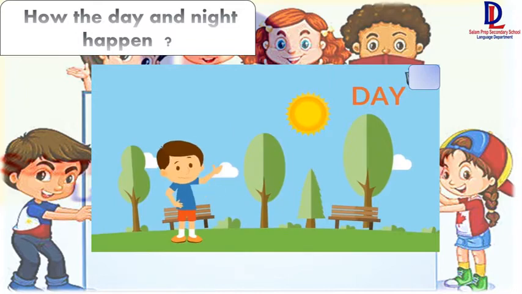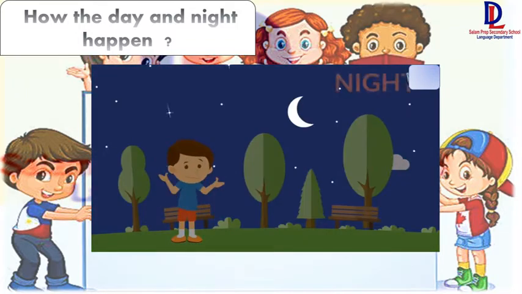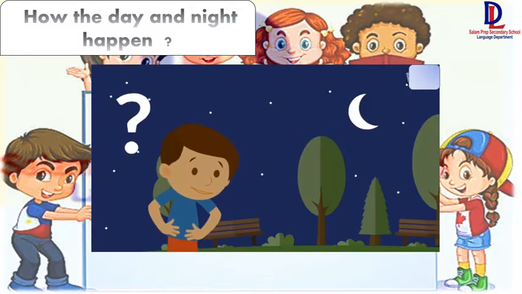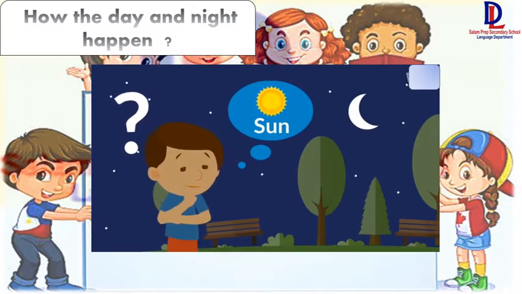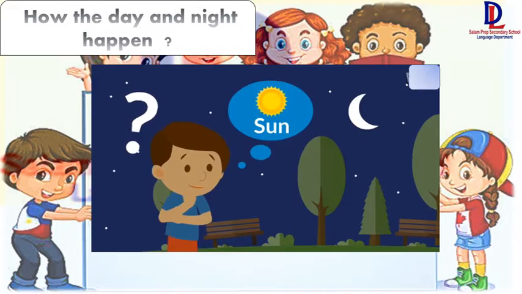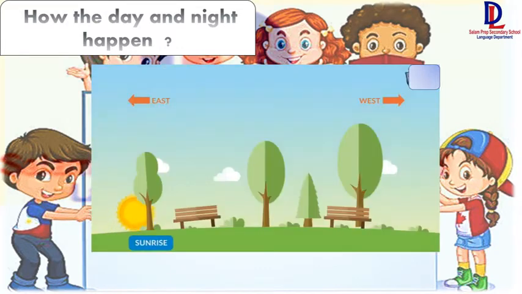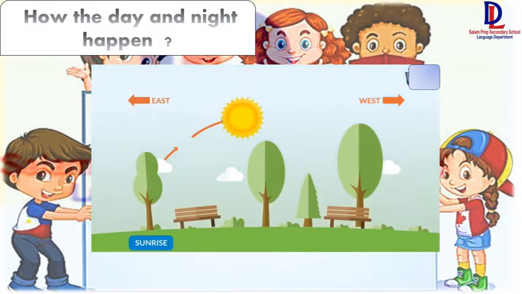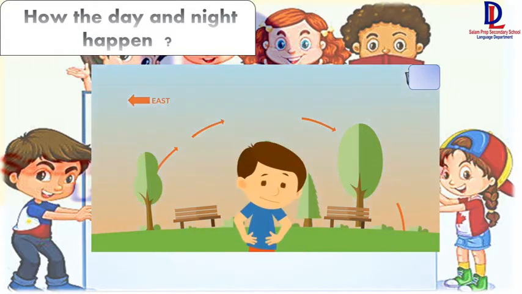When we see the sun shining in the sky, it is day, and when we don't, it's night. So the question is, why is the sun in the sky seen at some times and not at others? We see that the sun seems to move across the sky starting in the east in the morning, then moves toward the south at noon, and then finally toward the west as the day ends.